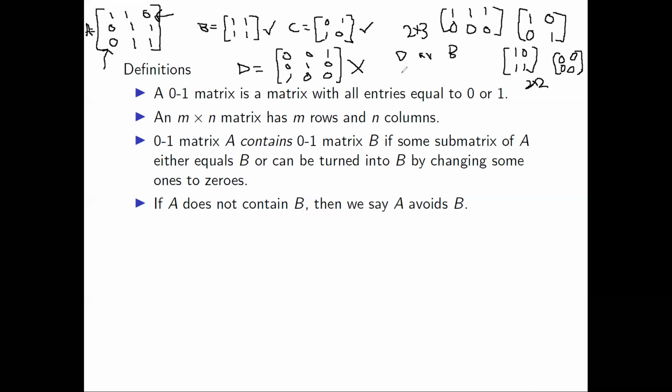We can note, however, that D contains C. So for example, if we look at the first 2 rows of D and the last 2 columns of D, that gives us a copy of C.